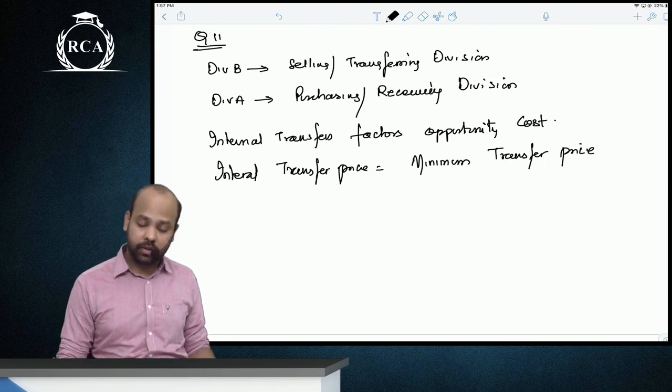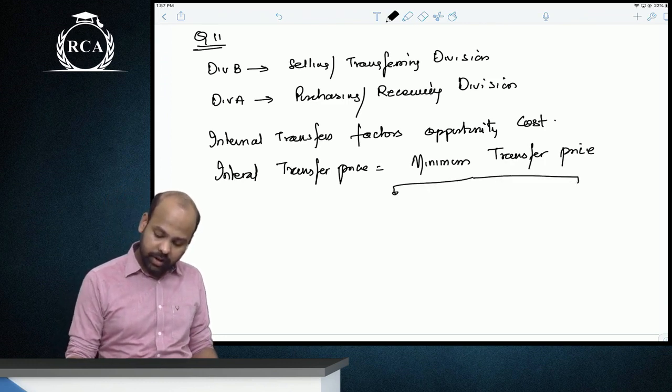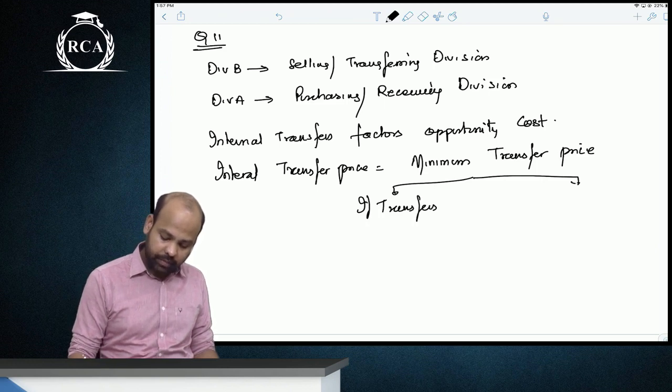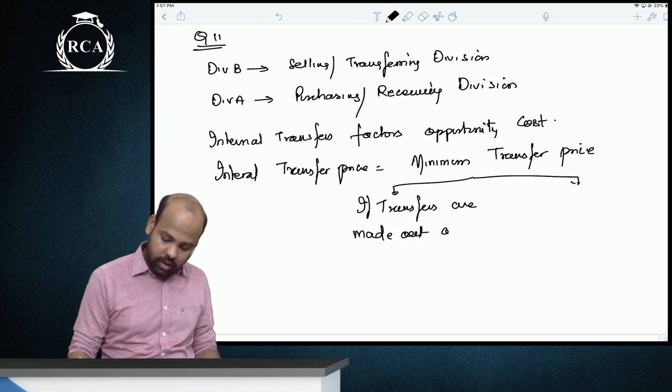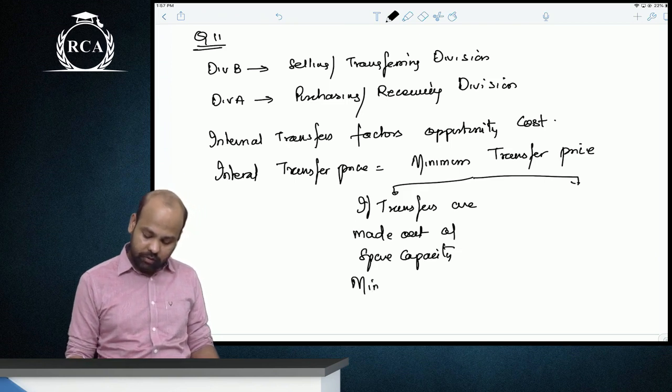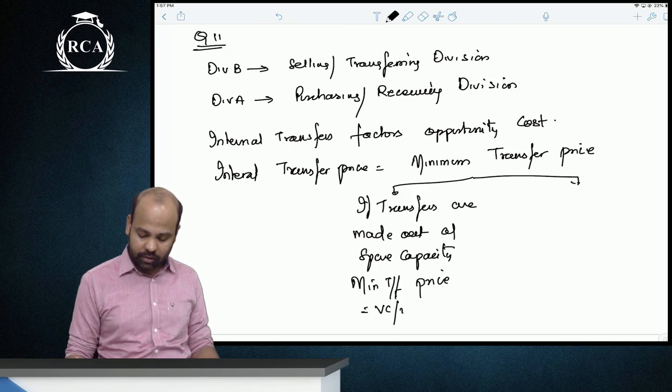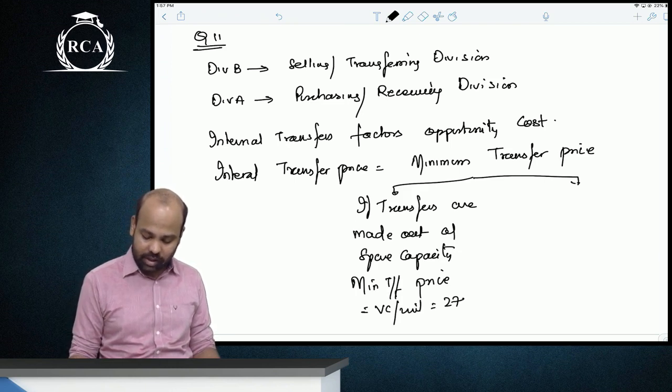Minimum transfer price will be two things. If transfers are made out of spare capacity, I'm just trying to give you an understanding of the question, minimum transfer price will be equal to variable cost, and that is given in the question as 2,750 rupees.